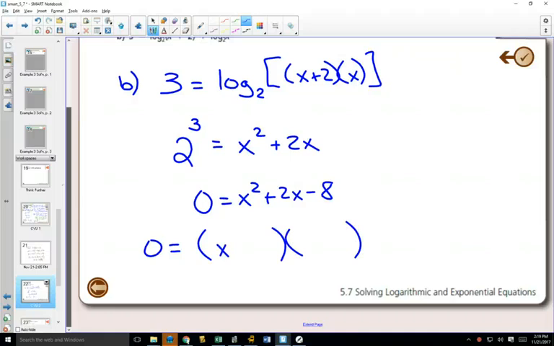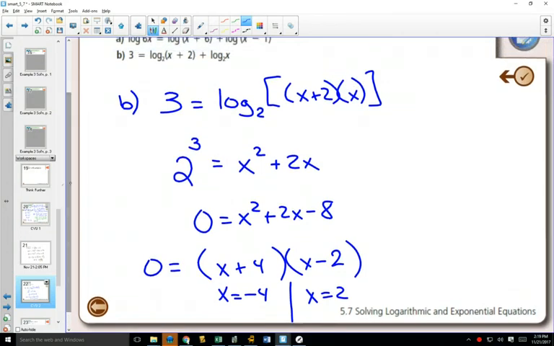Factor: x plus 4, x minus 2. So x is equal to 2, and x is equal to negative 4. You now have to check. If I plug in minus 4 into my original equation, will I take a log of a negative number anywhere? What's negative 4 plus 2? Negative 2. That would be bad. You can't take a log of a negative number, so this one will be an extraneous root.